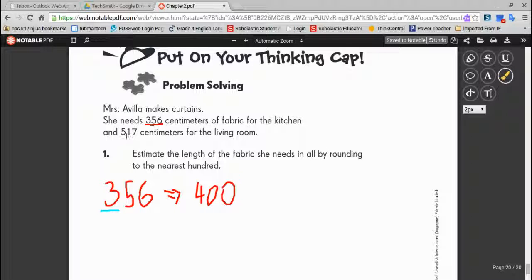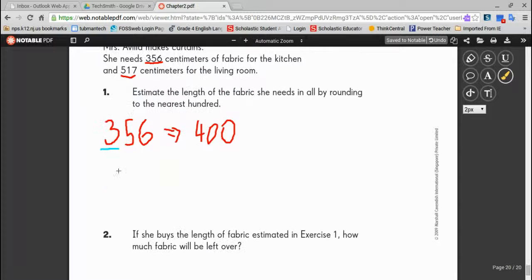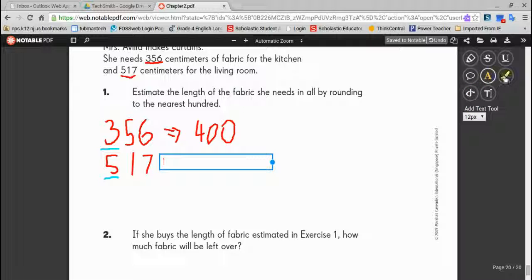Okay, let's round off 517. I'm going to write 517 over here. I'm going to underline my hundreds because I'm rounding to the nearest hundred. I'm looking at my neighbor. My neighbor is a 1, and I know that 1 is a small number, so that 500 will stay a 500. So 517 rounded off to the nearest hundred will also be 500.